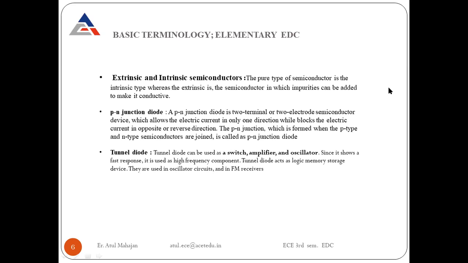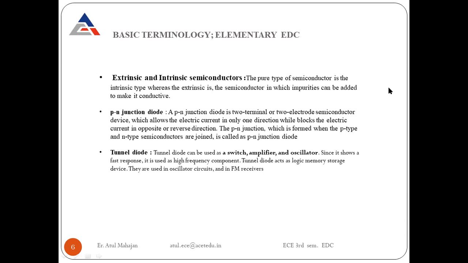A PN junction diode is a two-terminal device. First of all, it has a positive and a negative end, and it allows electric current to flow in only one direction. It is not a bidirectional motion. It has a unidirectional flow of the electric current. The PN junction is formed when P-type and N-type semiconductors are joined. P-type and N-type semiconductors are semiconductors of the extrinsic type. When these two types of semiconductors are combined with each other, they form the PN junction diode.